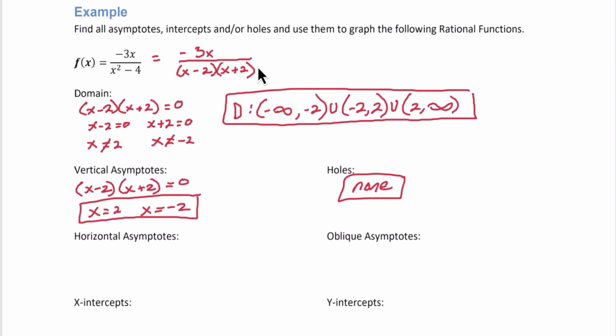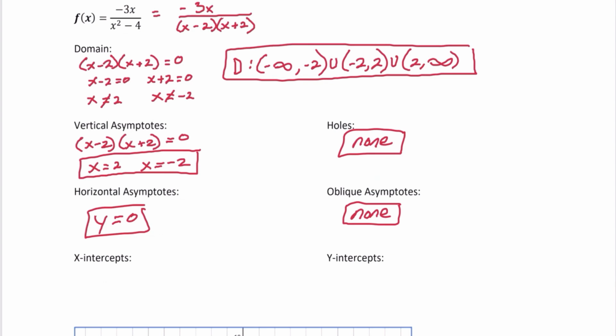To find horizontal asymptotes, we compare the degrees of the top and the bottom. The degree of the top is 1, the degree of the bottom is 2. If the top, the numerator, has a smaller degree than the denominator, then the horizontal asymptote is automatically the x-axis, or y equals 0. Since we have a horizontal, we do not have an oblique. To find x-intercepts, we'll set the numerator equal to 0, -3x equals 0, and solve. We get x equals 0.